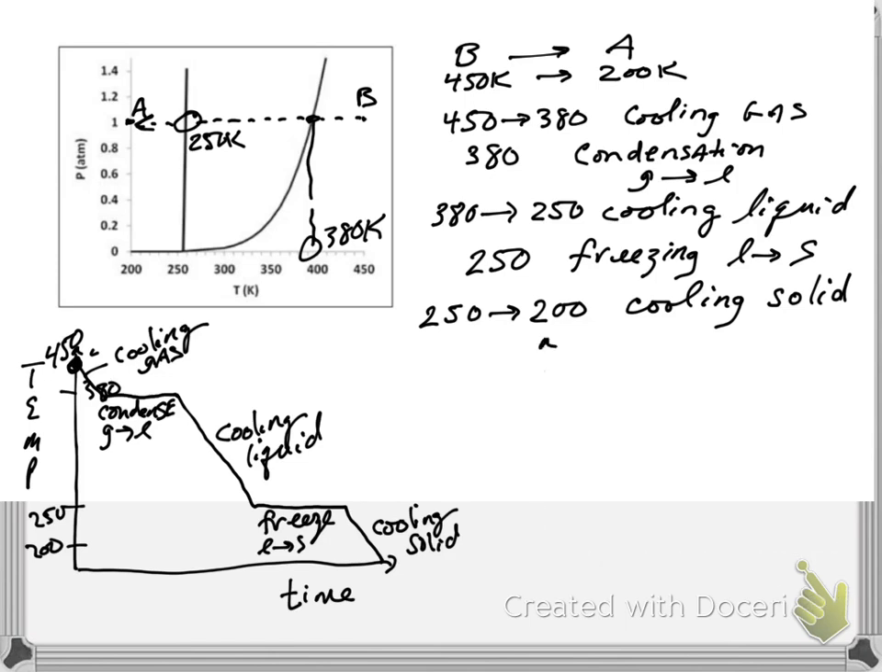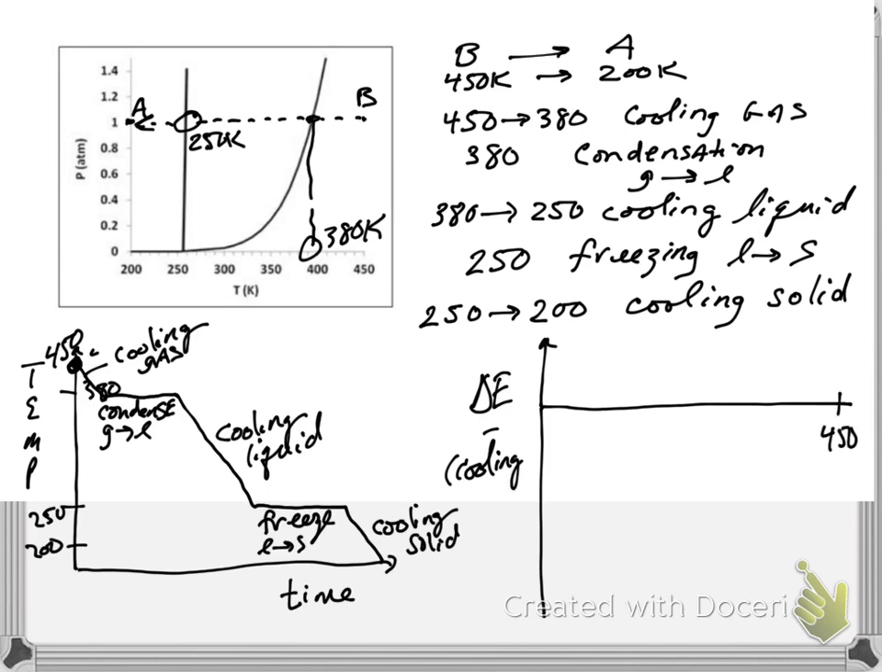If we make the plot of delta E versus T, since we're cooling, we have to include the negative axis. We're going to put our temperatures up: 450, 380, 250, and 200. We're starting at 450 Kelvin, so we put our delta E of 0 right at the starting temperature of 450. We're going to cool, so delta E is going to go down. All these processes are going to release energy, so it's going to be negative. So delta E goes from 450 to 380, cooling the gas.